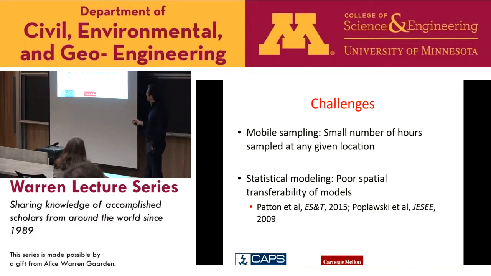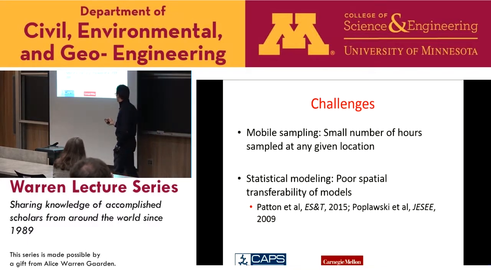And then the second is a function of the statistical modeling that we're going to produce from this, which is that these models generally have poor transferability. So you can't build a model for Pittsburgh and apply it to Minneapolis. You can't necessarily build a model for one part of Pittsburgh and apply it in another part.